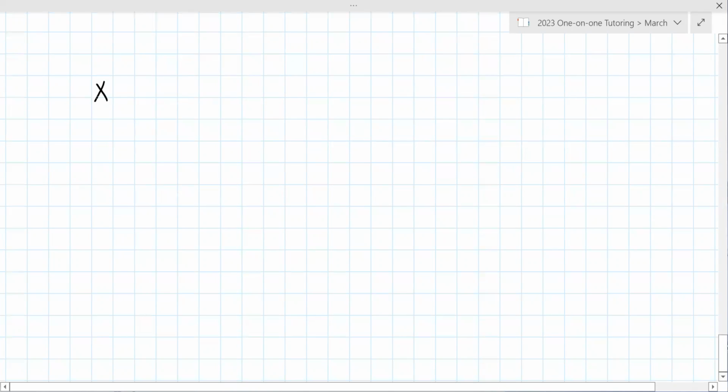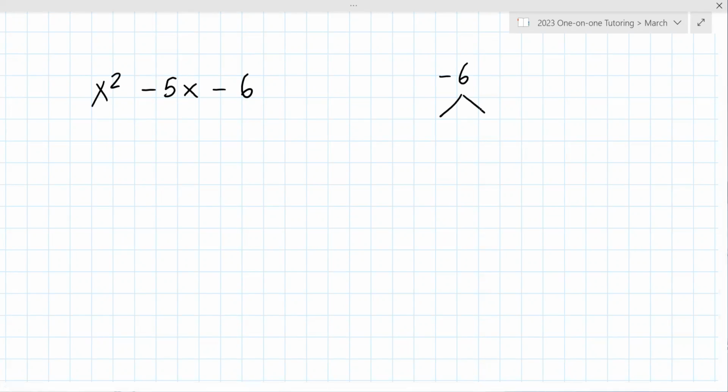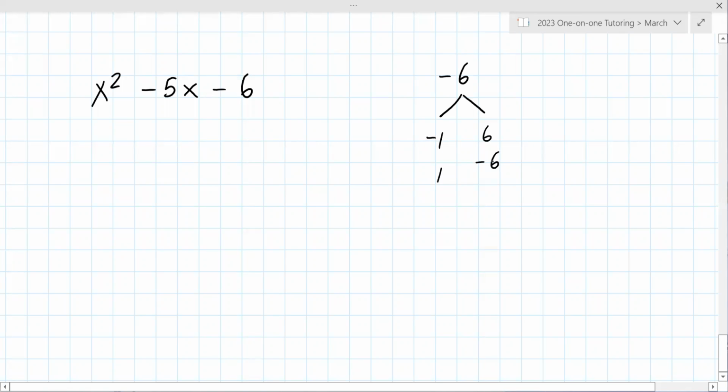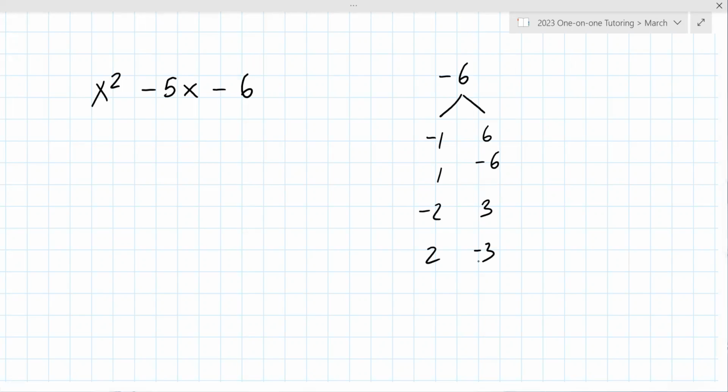Let's try x squared minus 5x minus 6. Okay. Again, you focus on that last number there, and you're going to have one positive and one negative. That's like -1 and 6, 1 and -6, -2 and 3, 2 and -3. Would it be x minus 1, x plus 6?